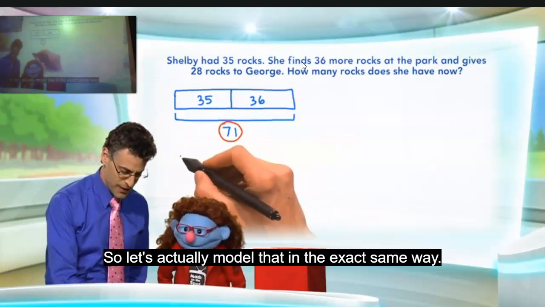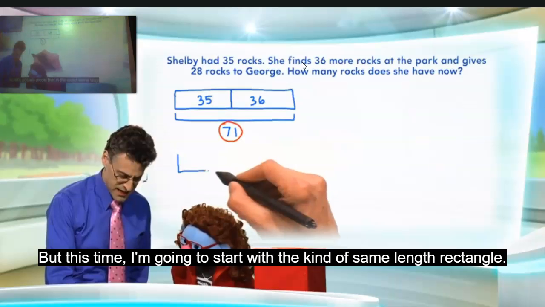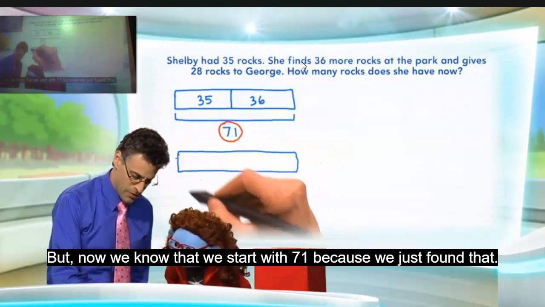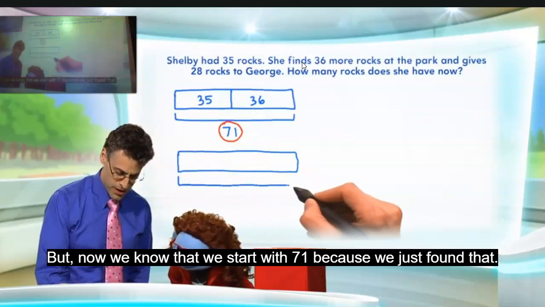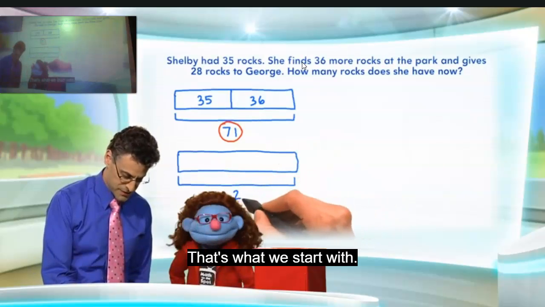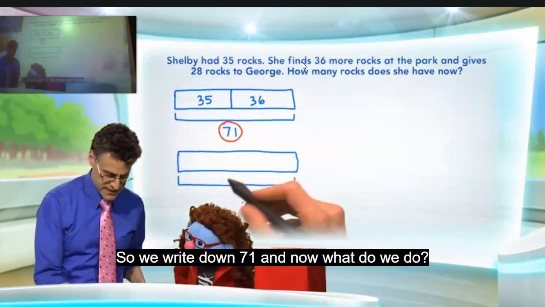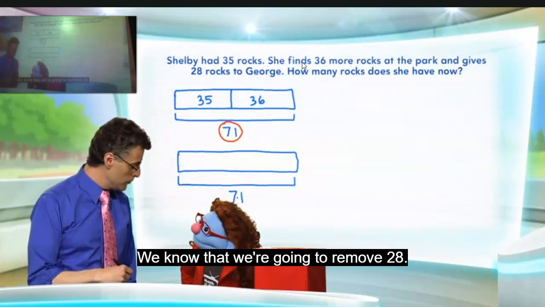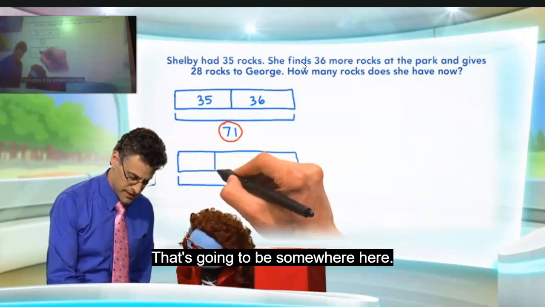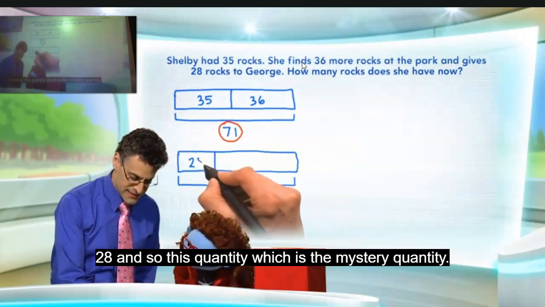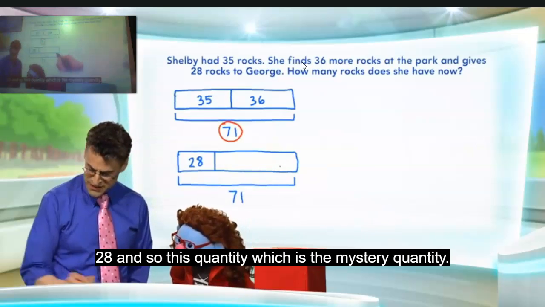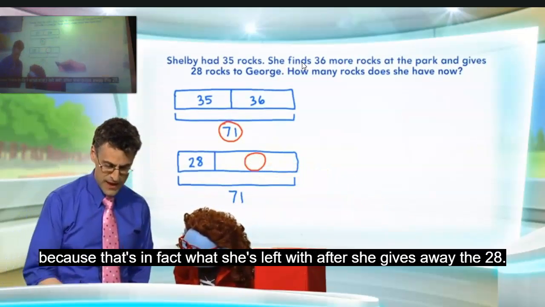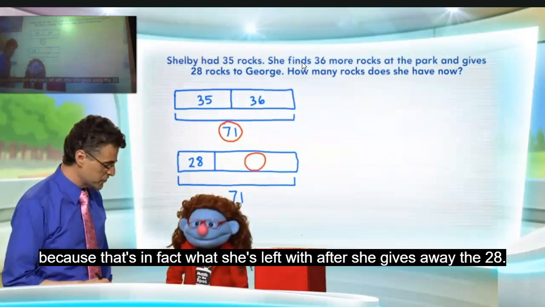Absolutely. So let's actually model that in the exact same way. But this time, I'm going to start with the same length rectangle. Now, we know that we start with 71 because we just found that. So that's part of the ones we know, so we write down 71. And now what do we know? We're going to remove 28, so that's going to be somewhere here. And this quantity, which is the mystery quantity, is the quantity that we have to find out, because that's what she's left with after she gives away the 28.